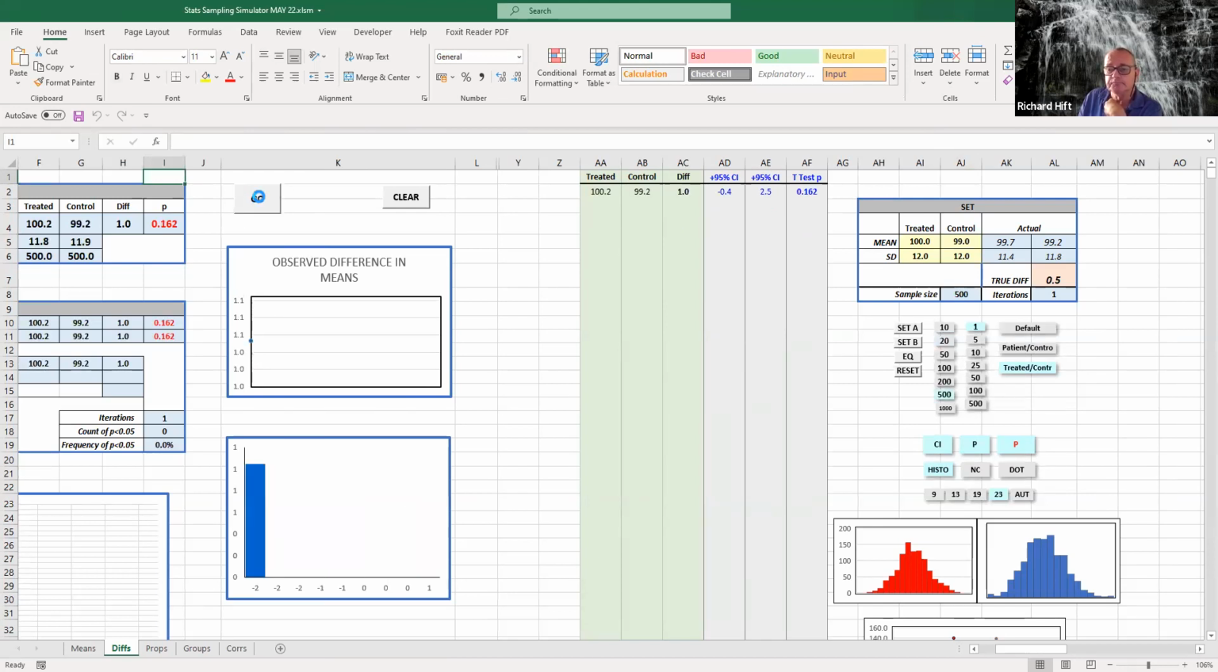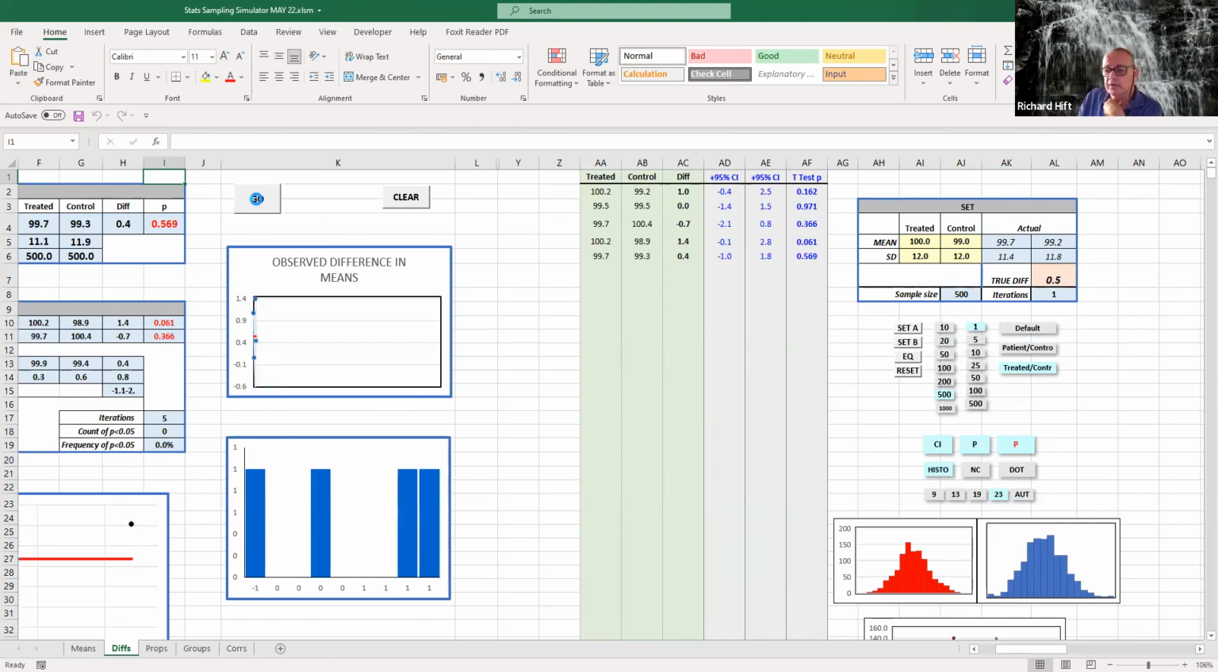Let me now take a sample size of 500 from each group. Here I got a difference of 1 Rand, okay? Still not showing significance, so it's getting better. And in fact, on one occasion, I managed to show significance. 5 times I didn't, once I did.